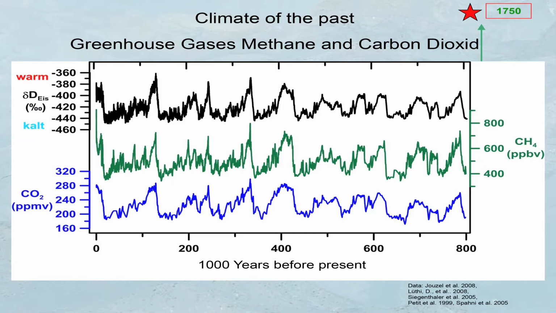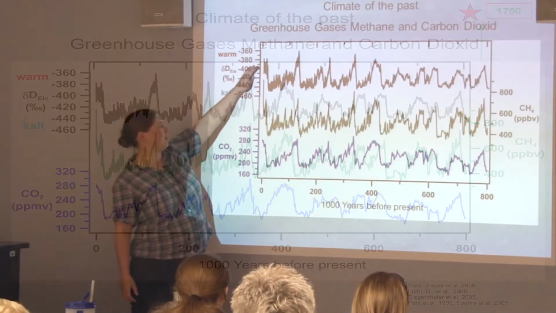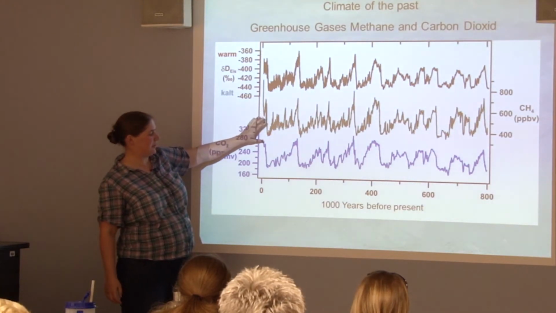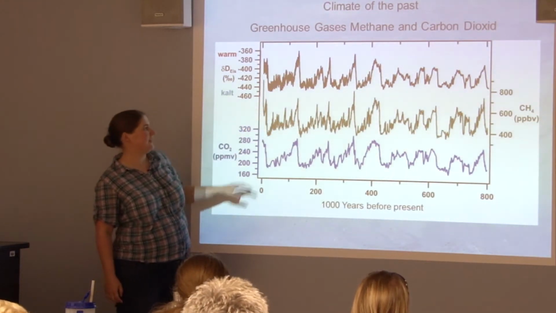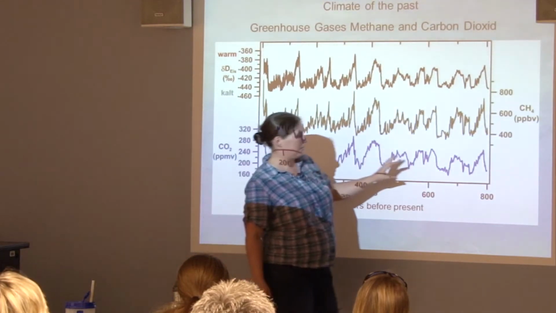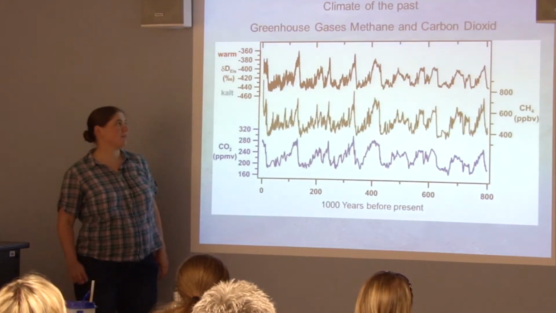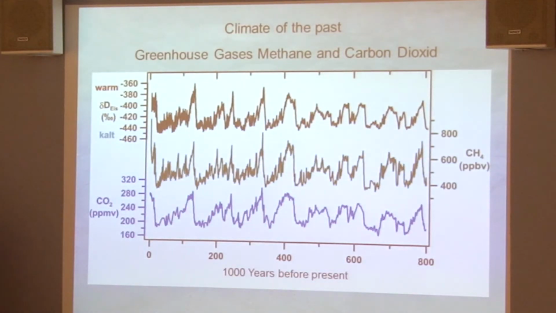This is more or less the same. High temperature, this is methane, a greenhouse gas, and CO2. And when it was warm, always the methane and CO2 concentration was high. And this was over the last 800,000 years. That's the range that we can cover with the ice cores at the moment. And just for comparison, where we are today.